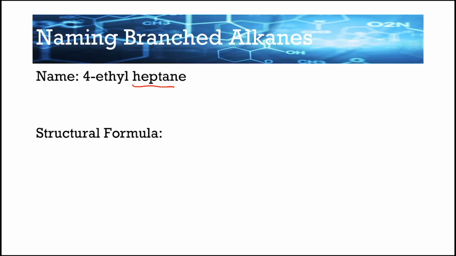We have 4-ethylheptane. So when you're going from name to picture, your first thing should be looking at finding the parent chain. And that's what this heptane is. Hept means 7 carbons, and ane means you have single bonds between them all. So 7 carbons: 1, 2, 3, 4, 5, 6, 7. Okay. And then we can always add the H's last.